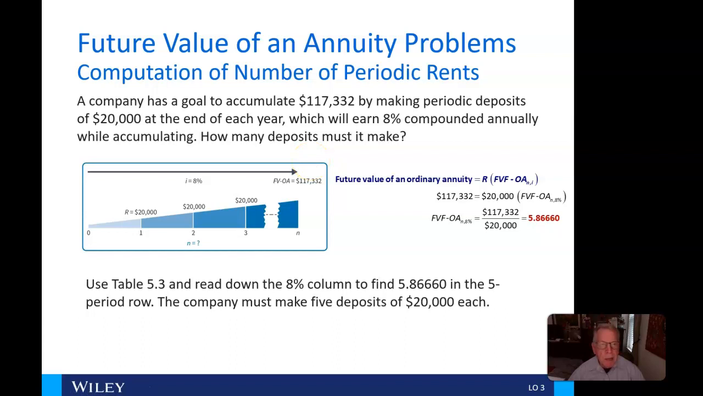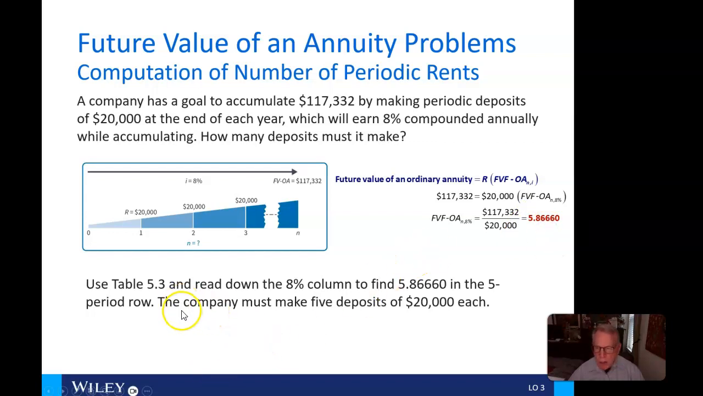Okay, so now a company wants to accumulate 117,332 by making periodic deposits of 20,000 at the end of each year, which are going to earn 8% compounded annually. So we don't need to adjust for semi-annually, and we don't need to adjust for an immediate deposit. So all we do is we take the 117,332 divided by 20,000.